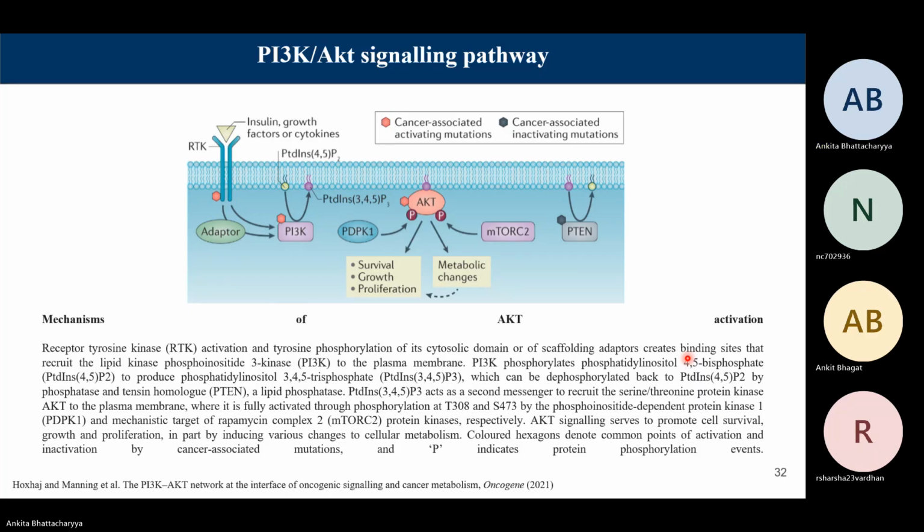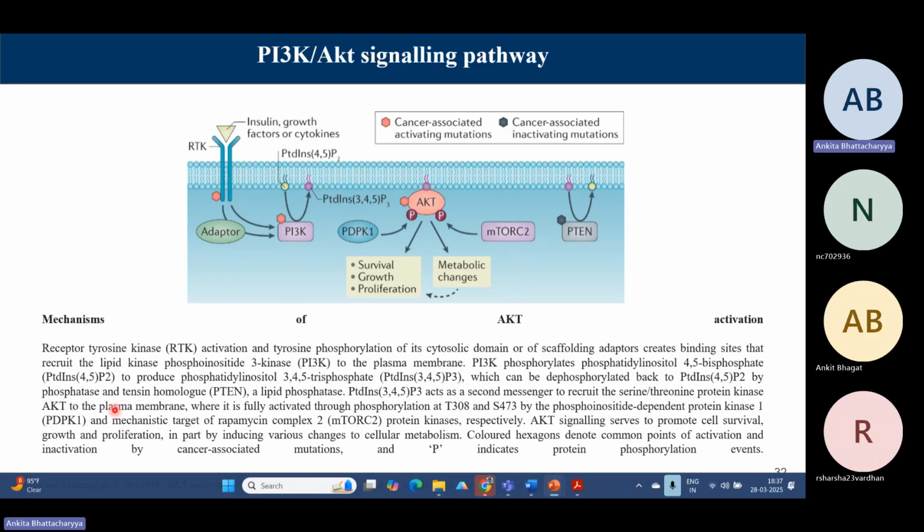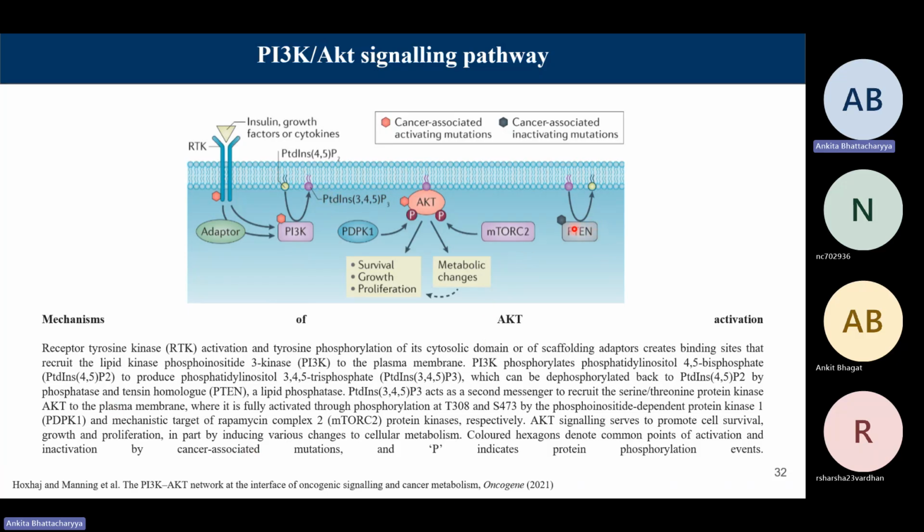Then PIP3 can be dephosphorylated back by PTEN, a lipid phosphatase, and that basically maintains a regulatory check within the cell. So here you can see that from PIP2, PIP3 can be generated, and within the cell, PTEN helps in controlling this regulation, therefore acting as a tumor suppressor, and its mutation is very commonly reported in many different types of cancers.